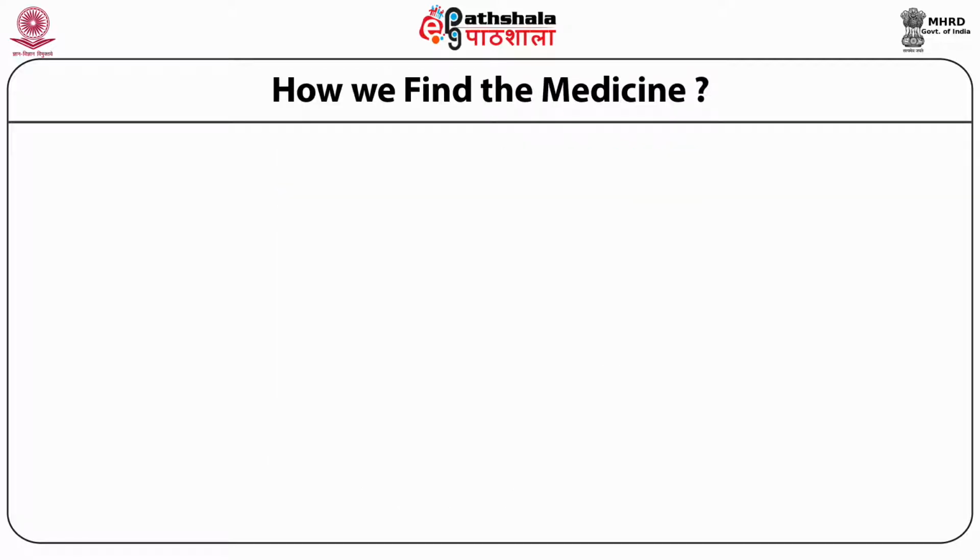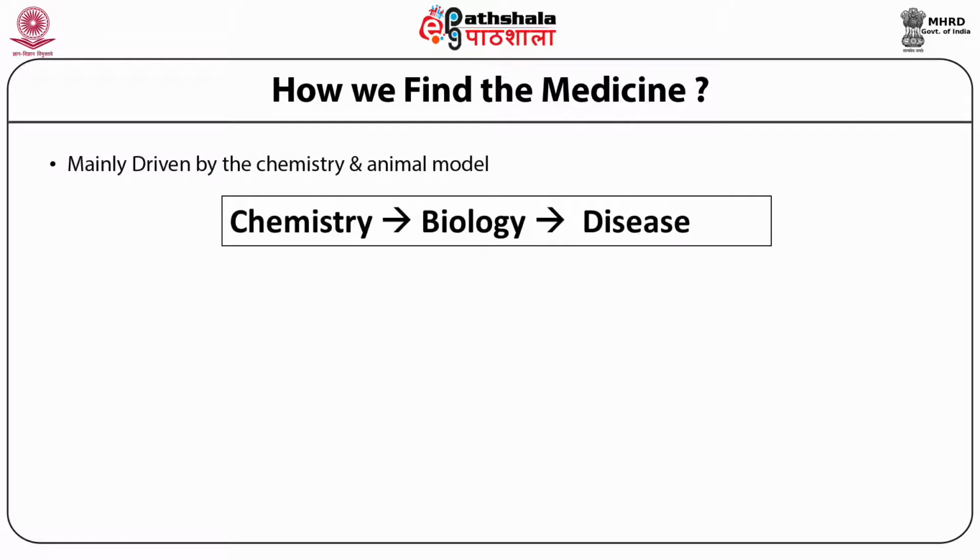This is the theme topic for today's talk. Now, how does one find medicine? Actually, how it used to be before the biology or genomics of plenty of genome systems came out, not only pathogen but also several species and human genomes, etc.